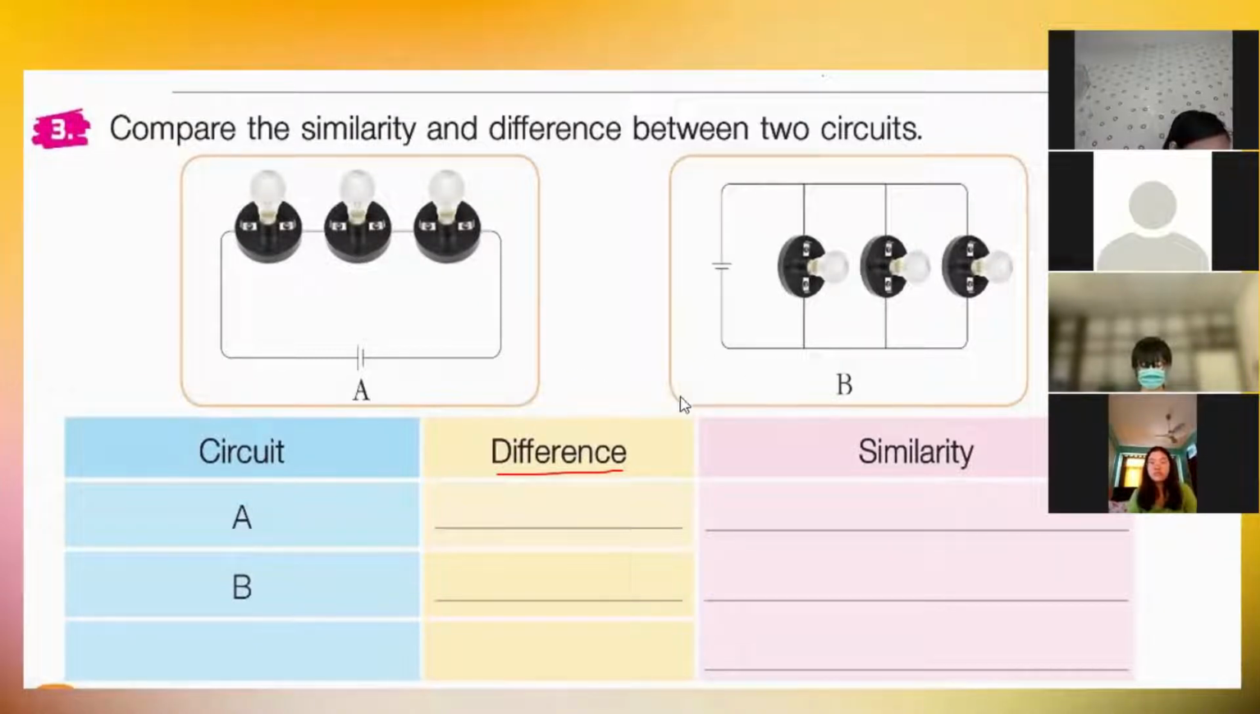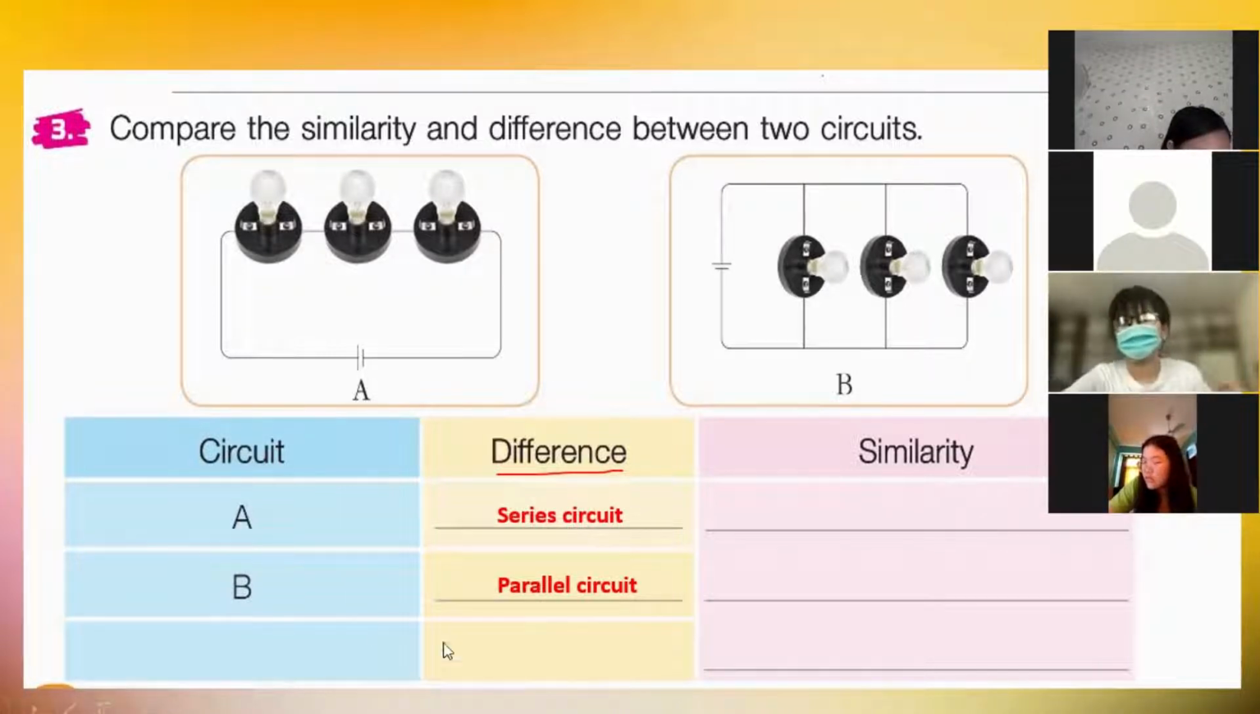All right, students. Can anyone tell me what the differences are between circuit A and circuit B? Circuit A is a series and circuit B is parallel. Excellent. That is a correct answer. So these are the differences. First one, A, is a series circuit. Second one, B, is a parallel circuit.